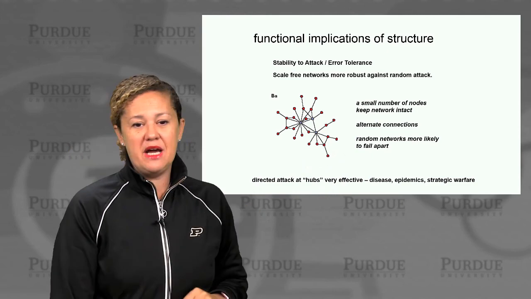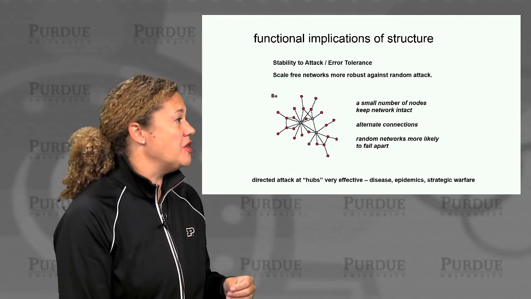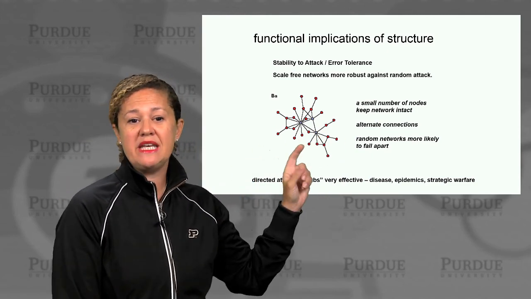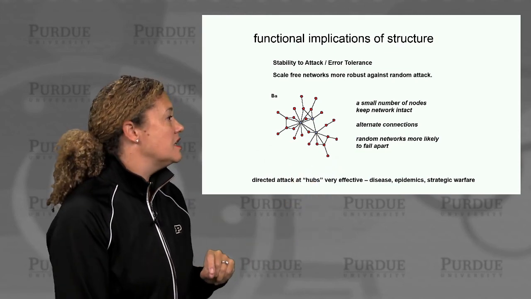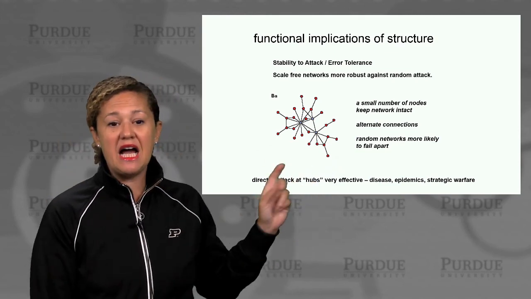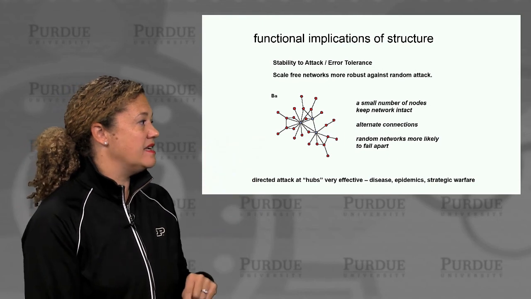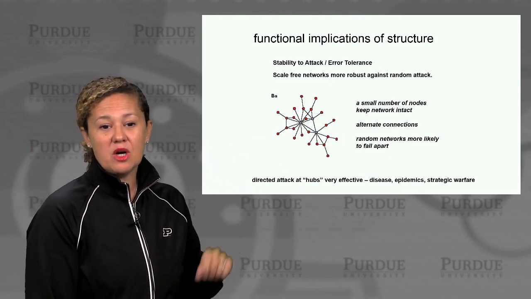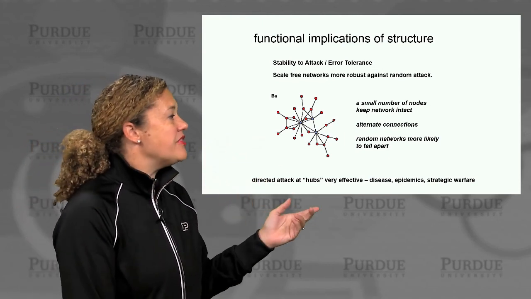And the random networks, therefore, would be more likely to fall apart if we were to just randomly go in and attack one of these nodes. So our probability of hitting a very highly connected node on a random attack is low, and so our network is more likely to stay intact.